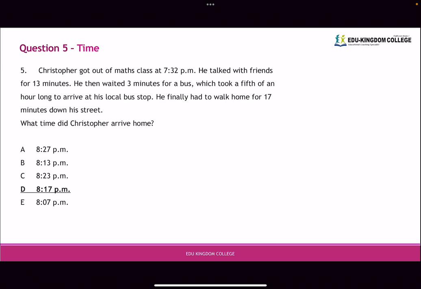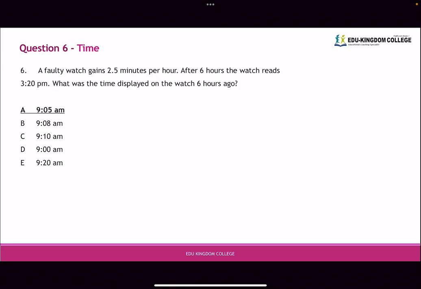Now, we have a time question. So Chris got out of maths at 7:32, talked to the friend for 13 minutes. So that's till 7:45. Then waited for 3 minutes, so till 7:48, which took a fifth of an hour to arrive at his local bus stop. So he traveled for a fifth of an hour, which is 12 minutes. So that's till 8 o'clock. Now, he finally had to walk home for 17 minutes down the street. So 8 o'clock plus 17 should be 8:17 p.m.